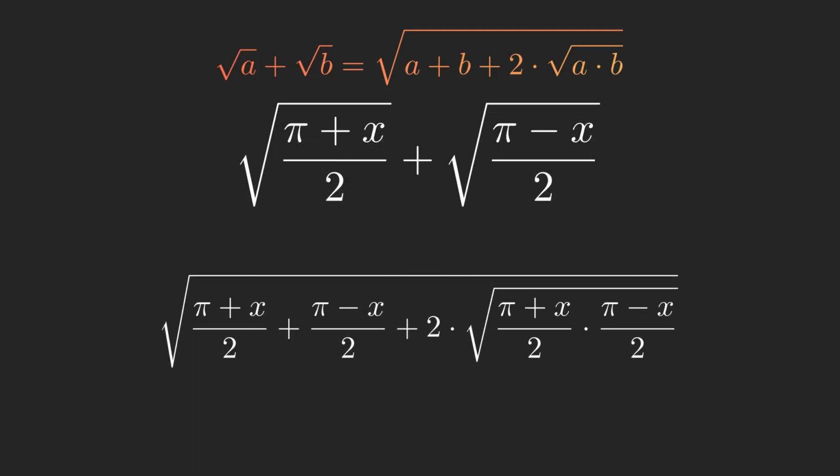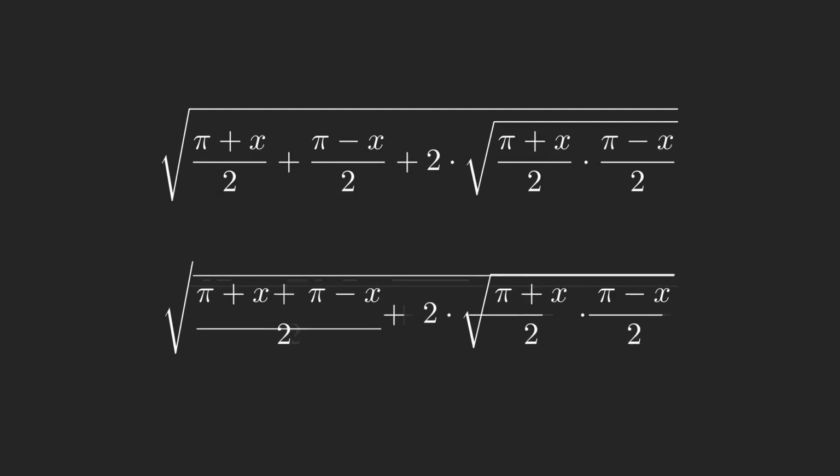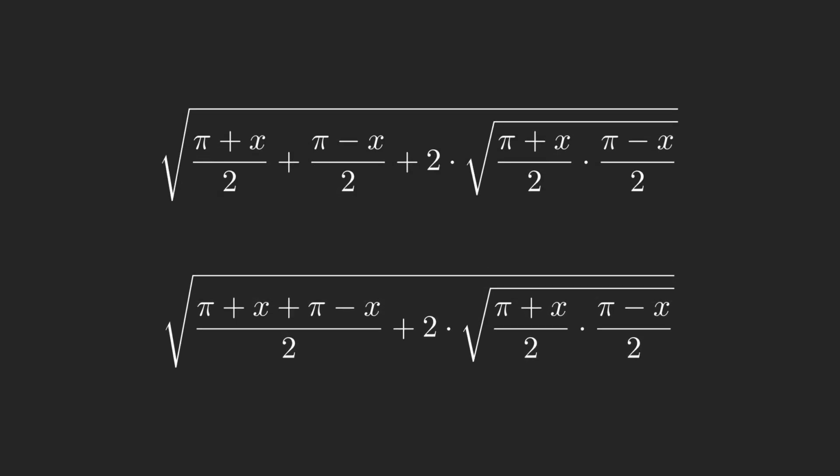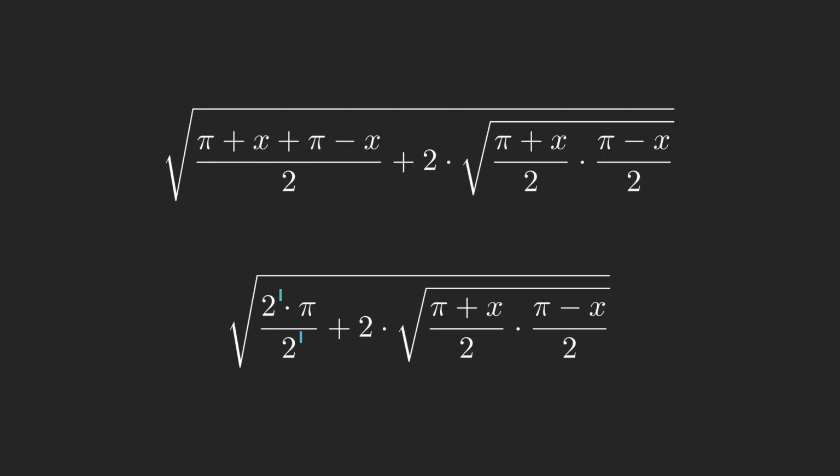The expression now looks a bit messy, but we can see that the first two terms have the same denominator, and we can thereby make them into a single fraction. And in this new fraction, we see that the x's cancel out, and we are therefore left with 2 pi over 2, where the two 2's cancel out with each other.